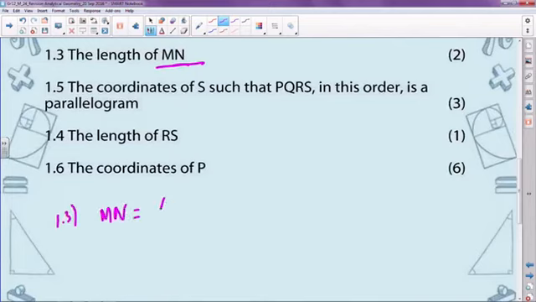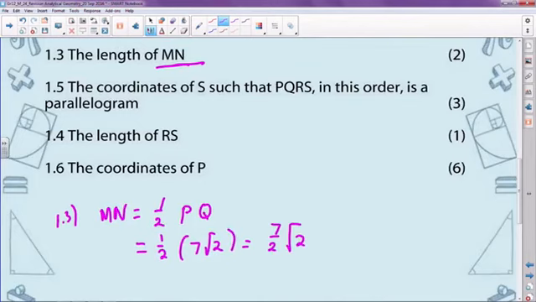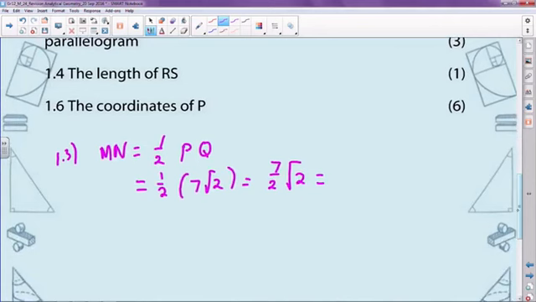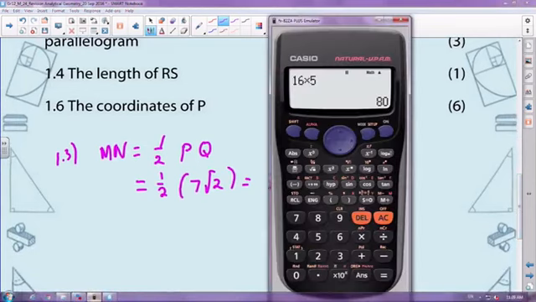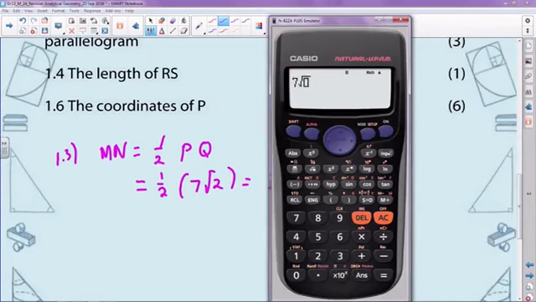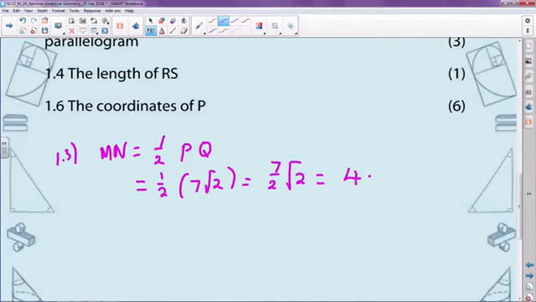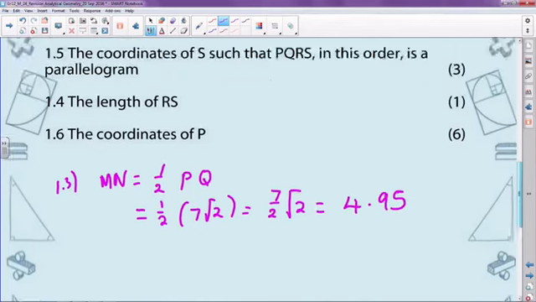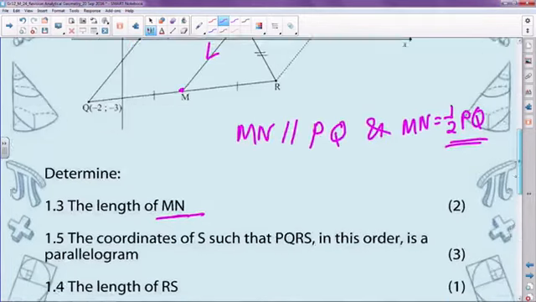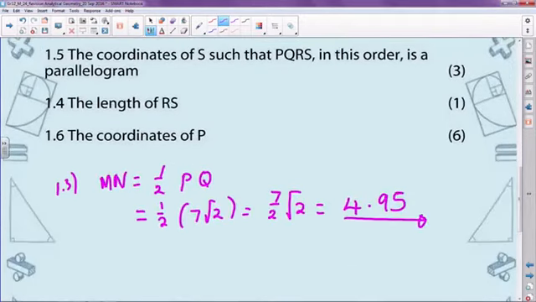MN will be half the length of PQ. So it's half of 7√2, 7/2 times the square root of 2. And we can then just work that little value out on our calculator. Okay, so it's 7√2 divided by 2, and that gives us 4.95. I'm just going to round that off to two decimal places, so it's 4.95 units. I don't think they said whether that was centimeters. No, they just said units. Okay, so we'll leave that as units.